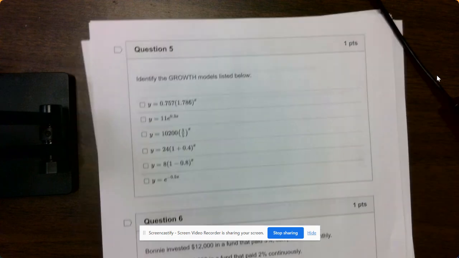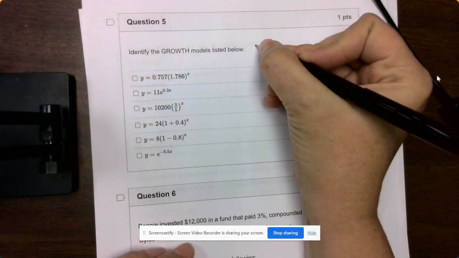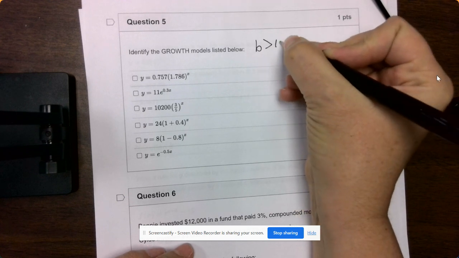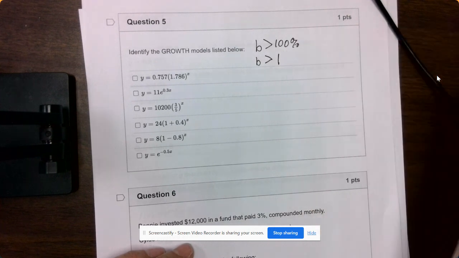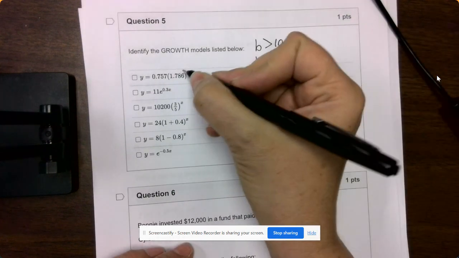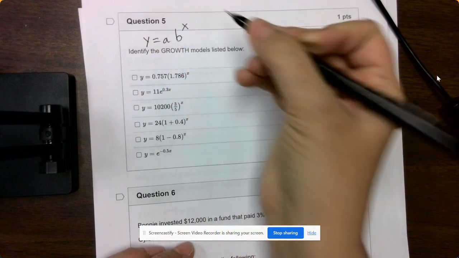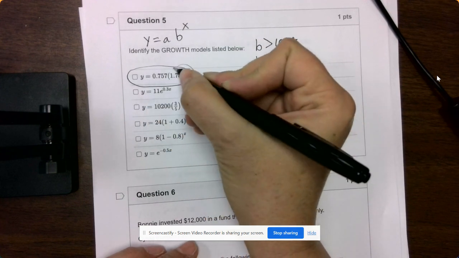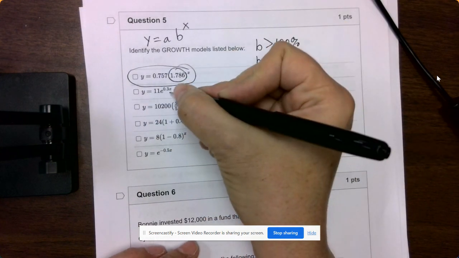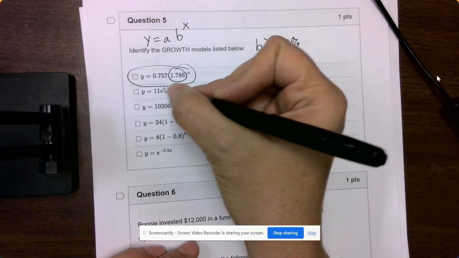Okay, identify the growth models listed below. So remember with growth, that means that our b value is going to be more than 100%. Means that b is going to be more than 1. Okay. So remember it's y equals a times b raised to the x power. So this one is more than 1. The b value is more than 1. This one, b is actually more than 1.